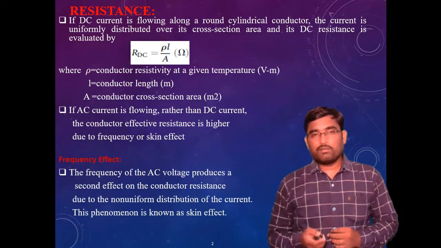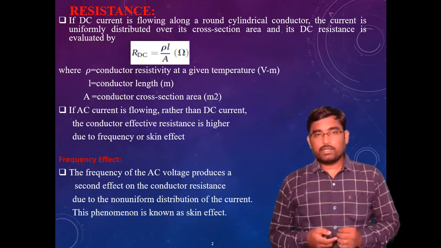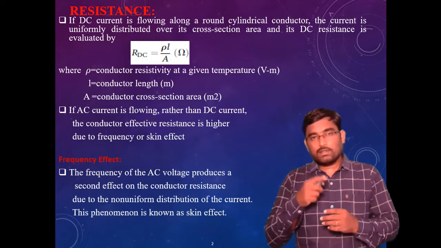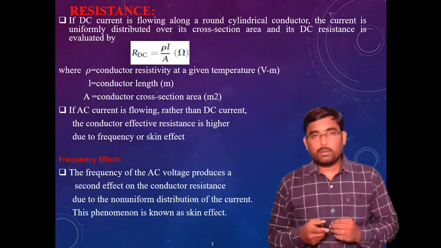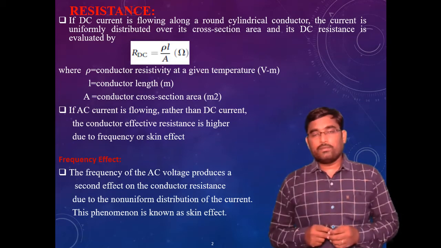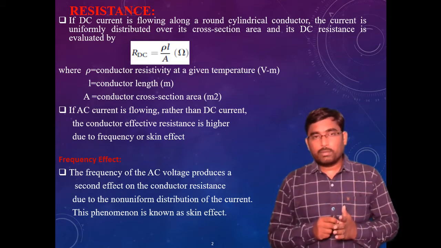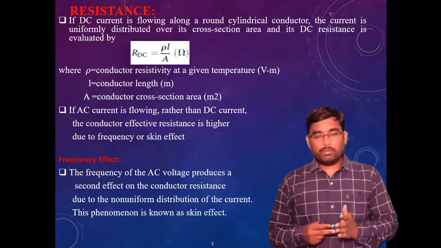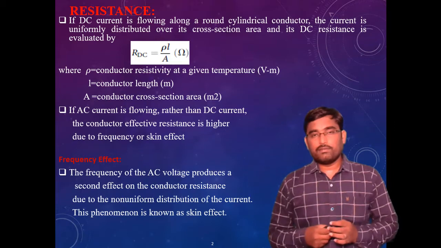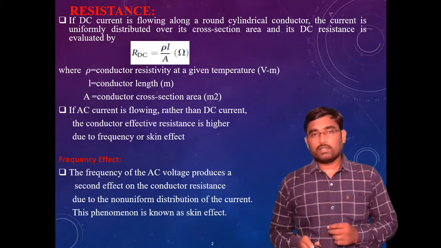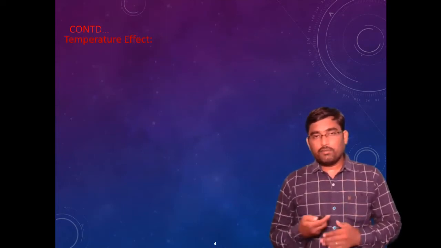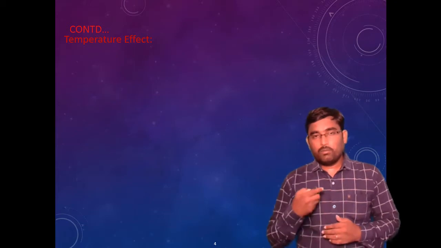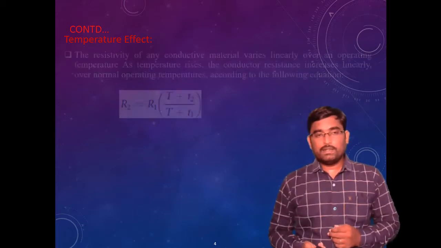What is this frequency effect? Because of it, the current carried by the surface of the conductor will be more when compared to the core part of the conductor. So current density at the core will be low when compared to the current density at the surface of the conductor, because of the frequency effect. This is also called the skin effect. We will see it in later sessions. Because of this, the effective area offered for the flow of alternating current will vary. That's why the resistance will be somewhat different when compared to DC.